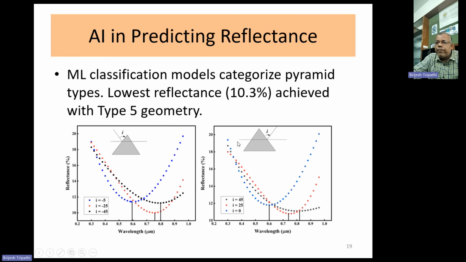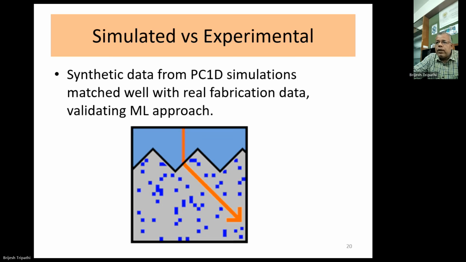In case of pyramids, ML classification model categorized pyramid types and lowest reflectance achieved for type 5 geometry. For details of the types of pyramids, we need to refer the detailed research paper. We have also used PC1D simulation software to generate more data for validating the machine learning model that we have applied.